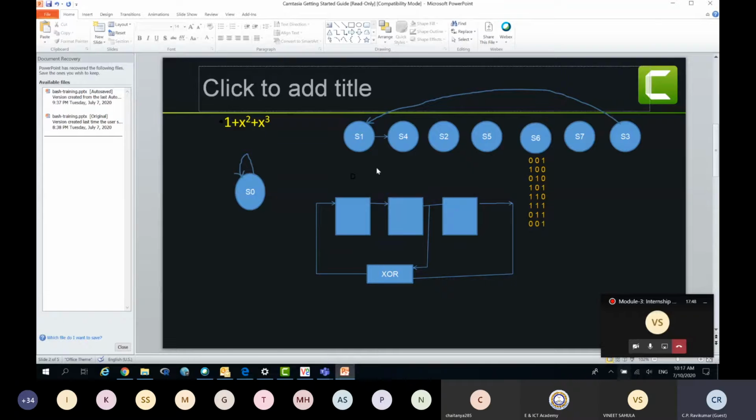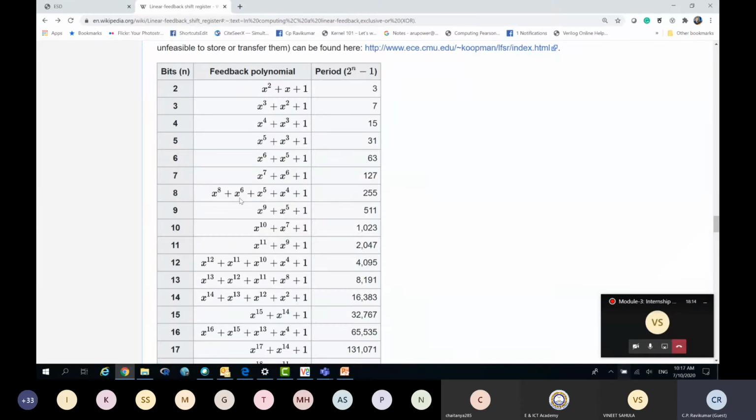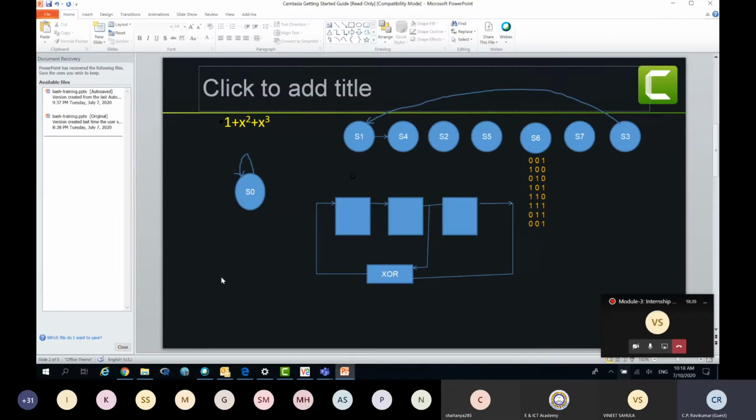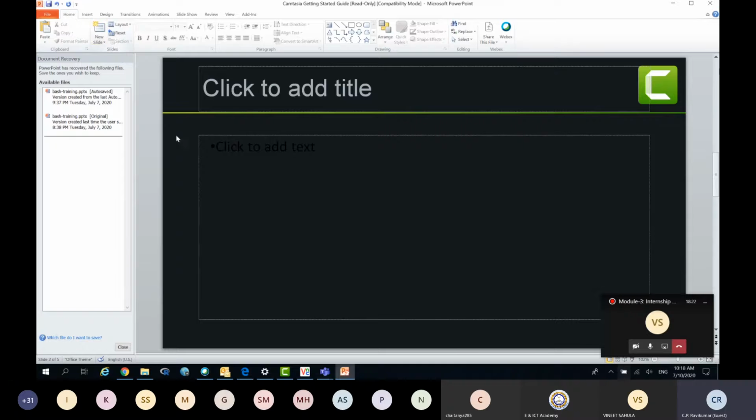So you see, if I did not choose 2 and 3, and chose some other set, then I may get a different state diagram. What if I had chosen 3 and 1? Then your state diagram will be different. So in the example that I was considering earlier, I have 1 plus x^5 plus x^6. I will let that be an exercise for you.